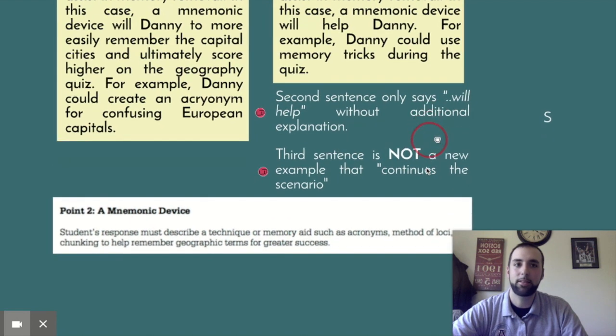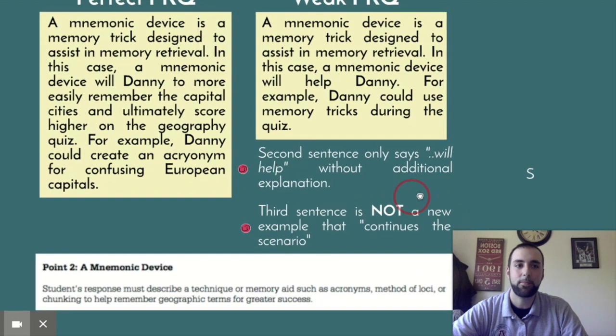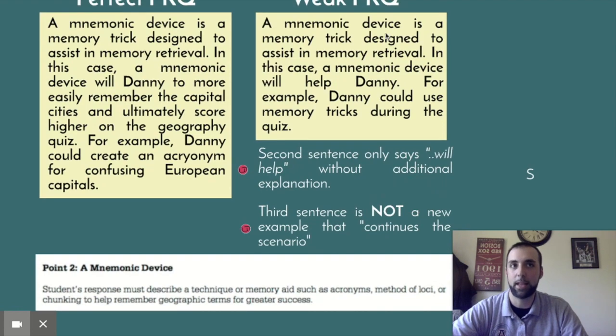The third sentence doesn't actually continue the scenario either. It's just really another way of saying the definition. So you need to make sure your second sentence clearly identifies the outcome. And it's really important also in the third sentence to make a very tangible, concrete example.